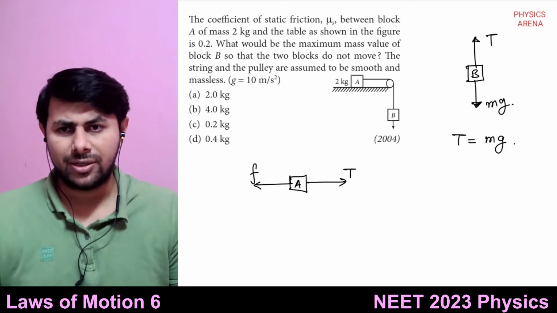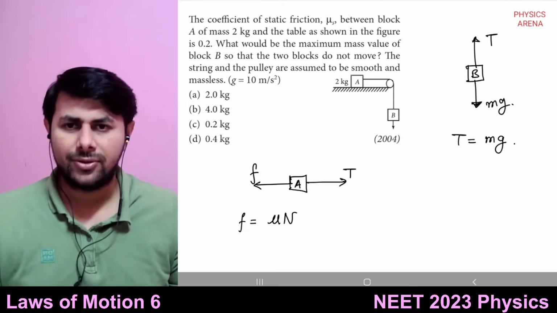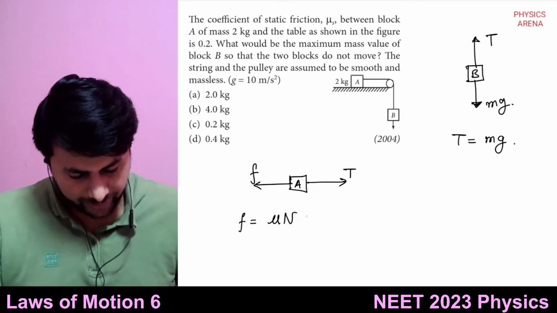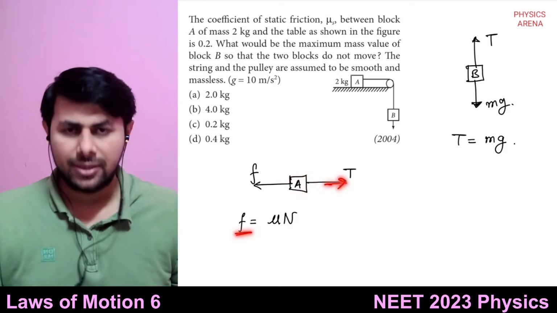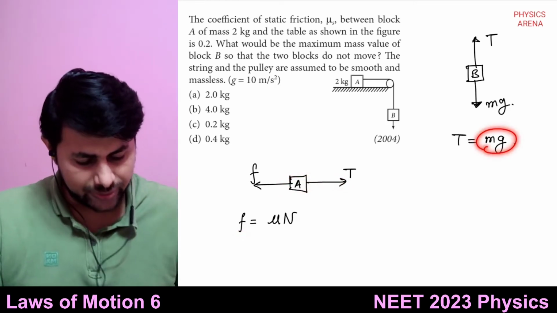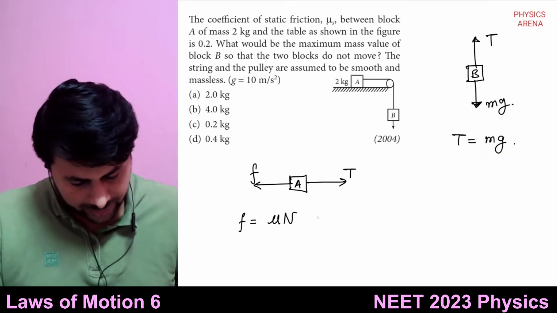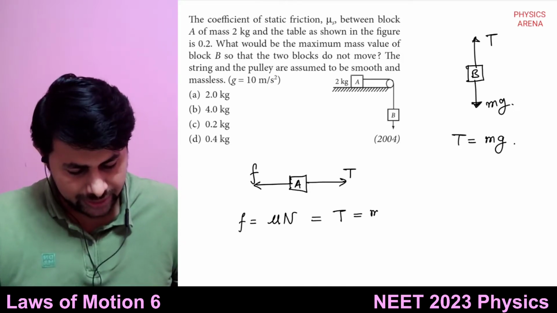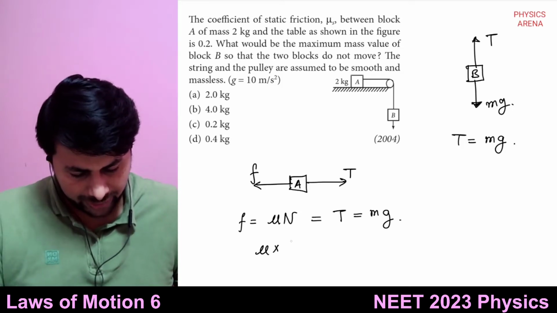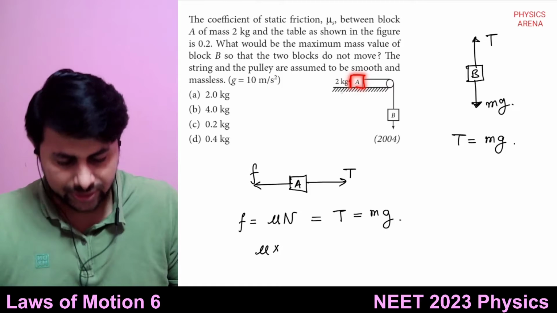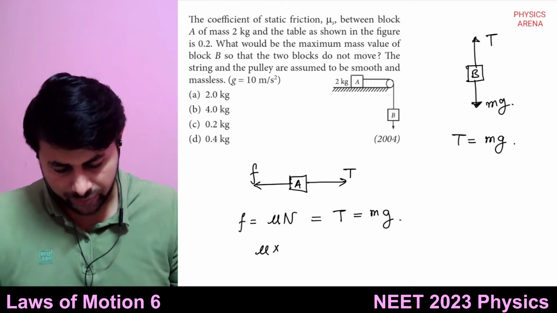And how much would be the friction? Friction is equal to mu multiplied by normal reaction. If this one doesn't move, then this friction must be equal to the tension, and the tension we have found is equal to mg. So mg is equal to mu multiplied by normal reaction. What is normal reaction? Because this is a horizontal surface, the normal reaction is equal to weight.